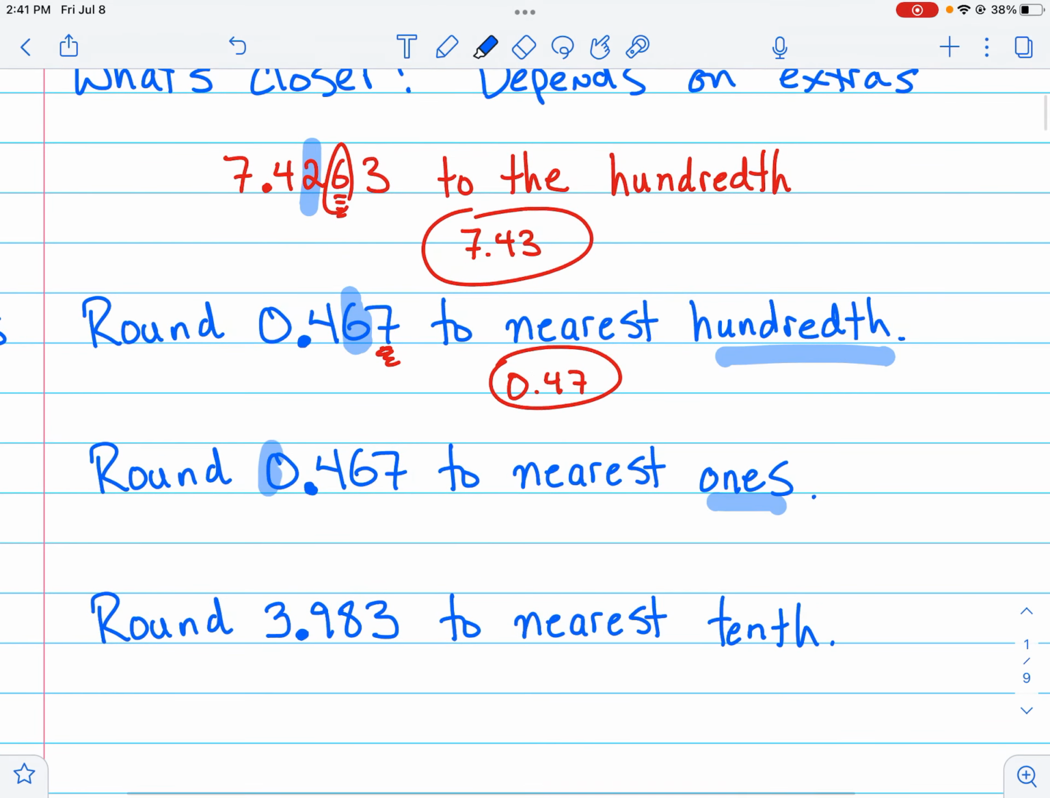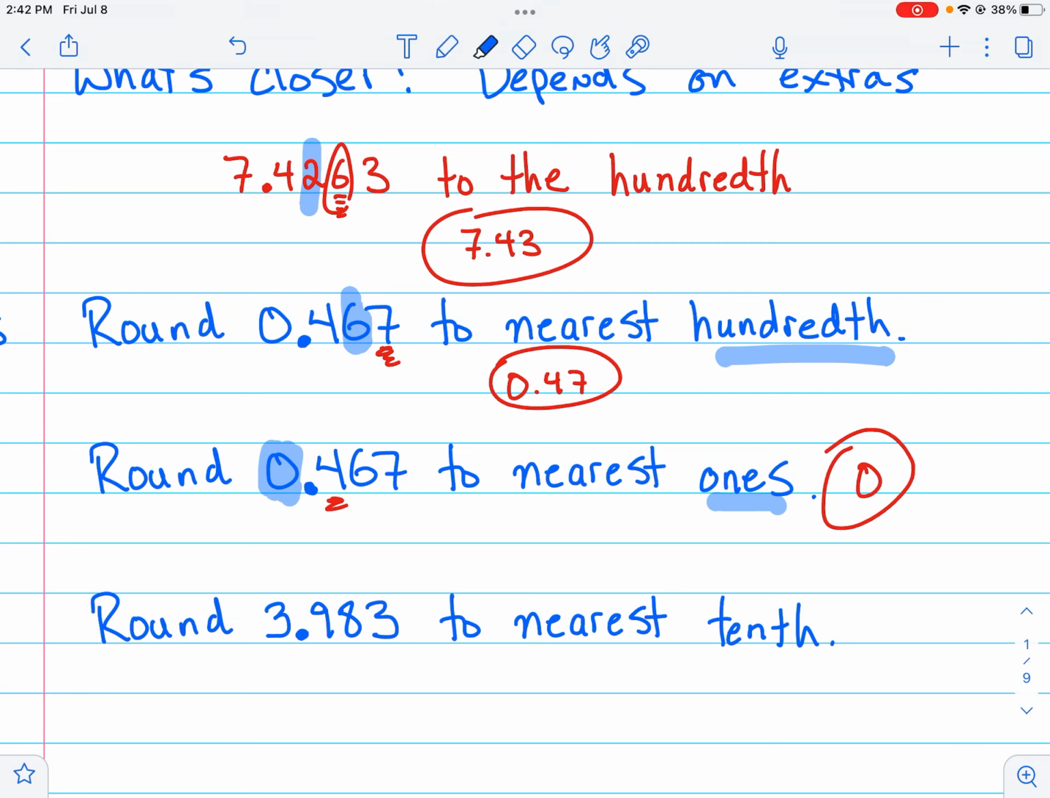Nearest ones place, this is the ones place. We look one space to the right of that. 4 or below, we let it go. In other words, 4 is closer to 0 than it is to 10, so we do not round up the 0, which means it stays 0 and everything else goes away.